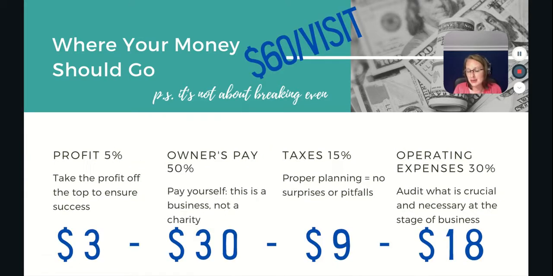So for this example, I have used the first baseline percentage bracket that we get to, which is where you're going to put away 5% for profit, 50% for owner's pay, 15% for taxes, and at the end, 30% for your operating expenses. So if your visit average is $60, $3 of that goes away for profit, $30 comes home to me and my family, compensating me for providing excellent service and having this business. $9 gets into a savings account for the government. $18 is what you have to operate your business off of.